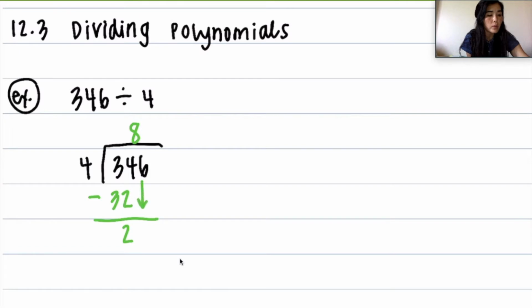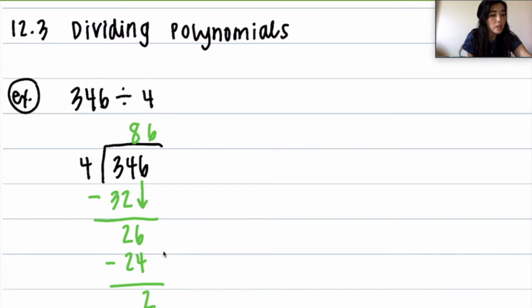And then we would bring down that next number of 6. So 6. And then again, we ask ourselves that same question. 4 now goes into 26 how many times? Hopefully you would say 6, right? Which is 24. So again, 4 times 6 is 24. Again, same idea. We know that we're going to be subtracting those. 26 minus 24 is 2.